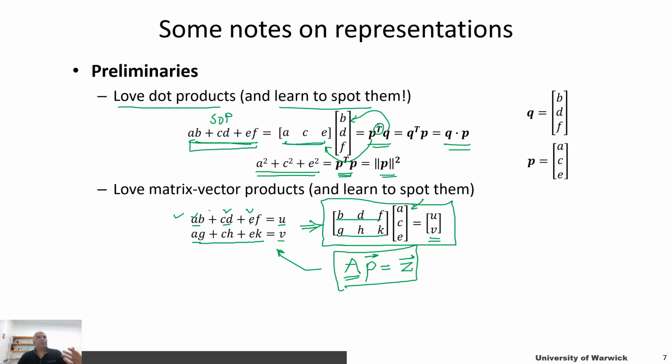So you should be able to love matrix vector products. This is a matrix product with a vector. A matrix is being multiplied with a vector and gives rise to a vector. So you should learn to spot them. That would make your life pretty easy by giving you more compact representations of these things.